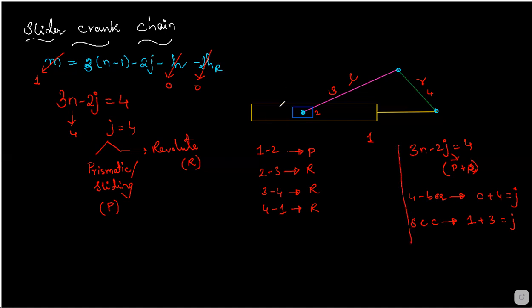So now we are having 3 revolute and 1 prismatic pair. Here we have seen, see, 1, 2, 3 revolute and 1 prismatic pair, which combine to make 4 lower joints. Fine. So this is our slider crank chain.